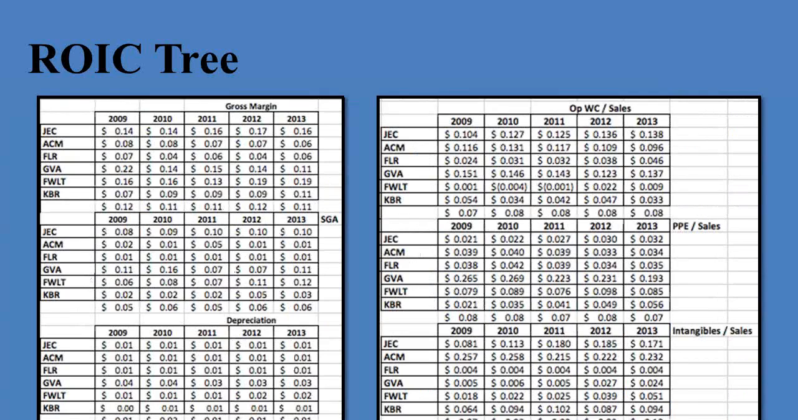So on the left is the tree for the components of operating margin, which is gross margin, SG&A costs, and depreciation. And we can see that the decrease in operating margin is due to a decrease in gross margin and an increase in SG&A costs for the industry over a 5-year period by around 1 cent on the dollar, while depreciation has remained relatively constant and insignificant.